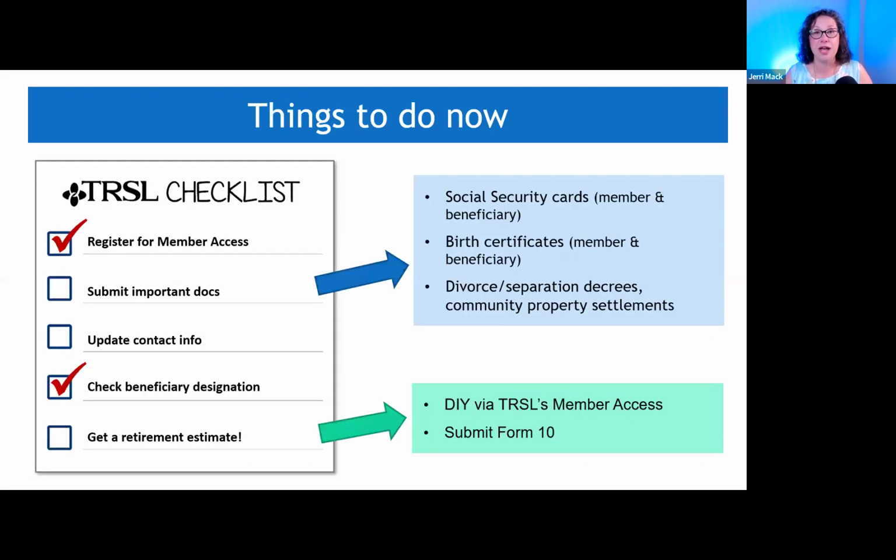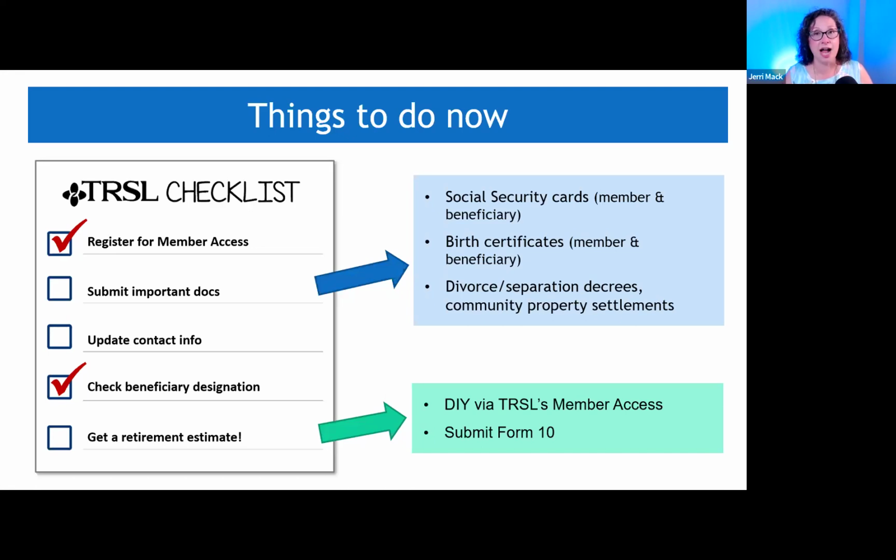What things can you do now? Register for Member Access, submit important documents to our office. We'll need things like Social Security cards, birth certificates, divorce separation decrees, community property settlements. Now's a good time to update your contact information and check to see whom is listed as your beneficiary. You can update that not online, but with a Form 3.